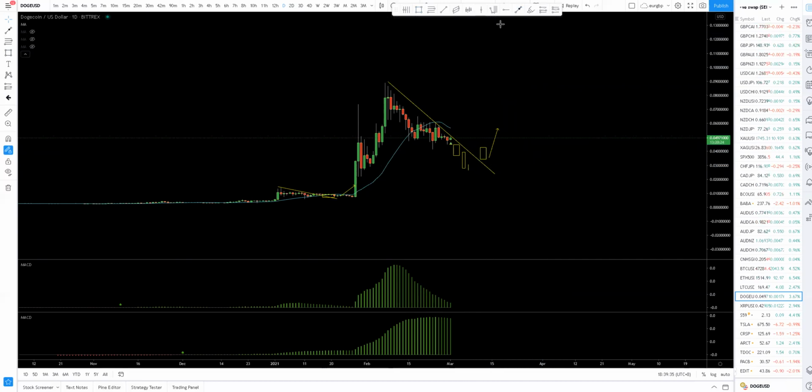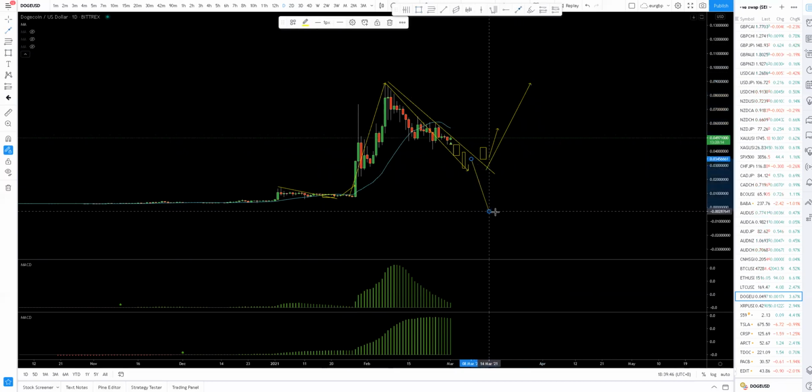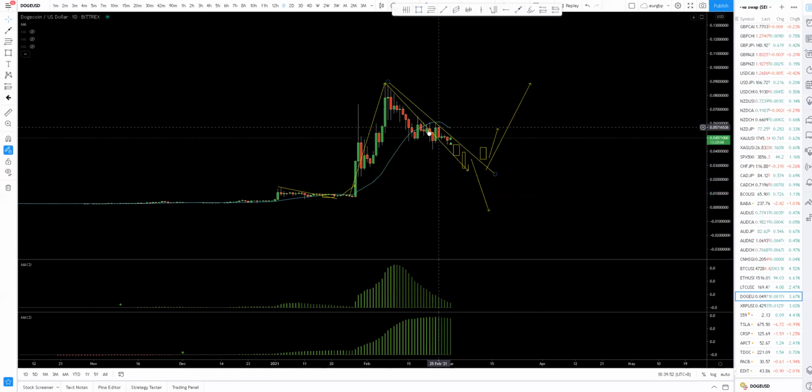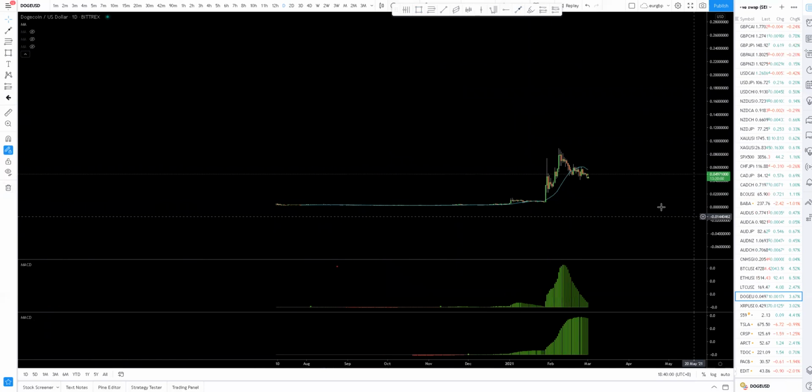Wait for it. If you believe that this is going to be an impulse correction impulse, at least wait for it to break out. If it breaks out, you're okay. If it doesn't break out, what if Dogecoin just falls like that? Well, at least you're not in a trade because it didn't break out. So let's just wait. Let's hope that this Dogecoin goes up, and then 10K will become another 100K. Let it fly.